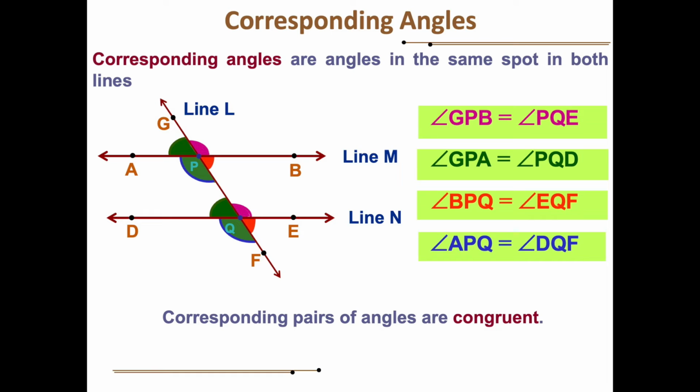Corresponding angles are basically formed by a transversal, and they are angles that are in the same spot in both lines. In the picture below, you can see that the line AB is parallel to DE, and the line GF goes through AB and DE. GPB is equal to PQE because they are corresponding angles, whilst GPA is equal to PQD, BPQ is equal to EQF, and APQ is equal to DQF. Keep in mind the corresponding pairs of angles are congruent.